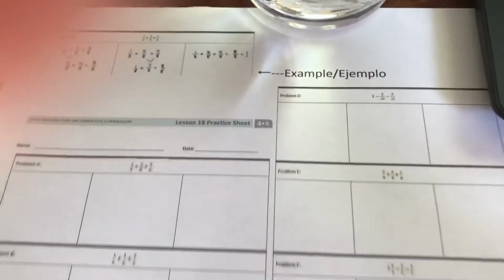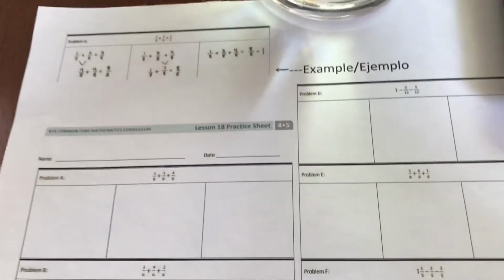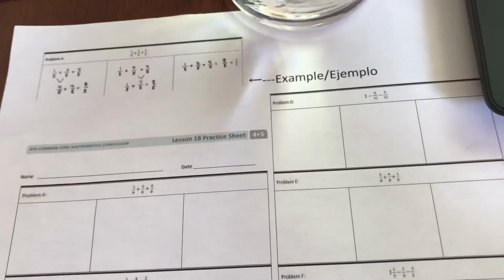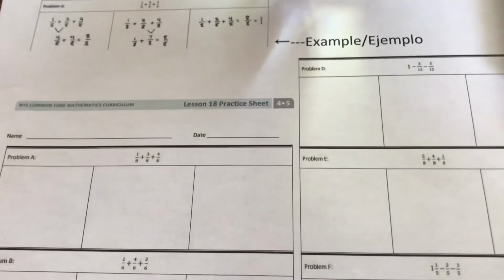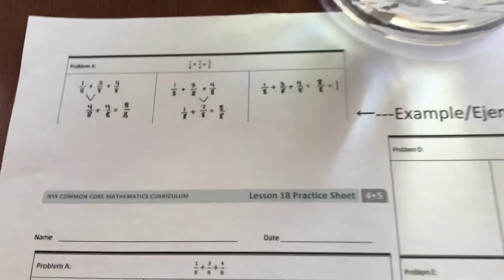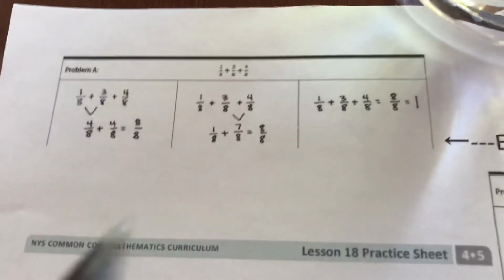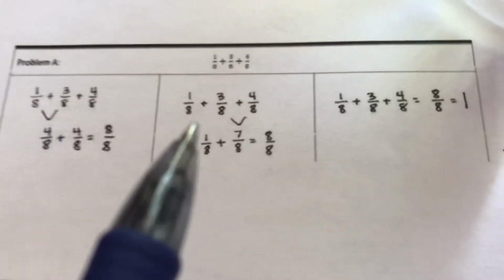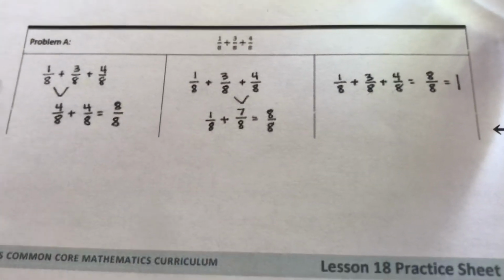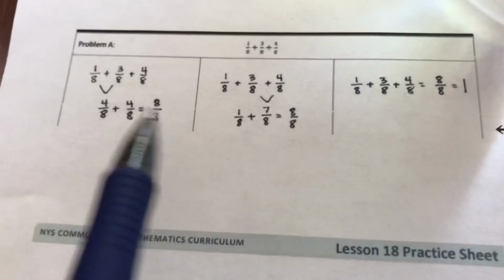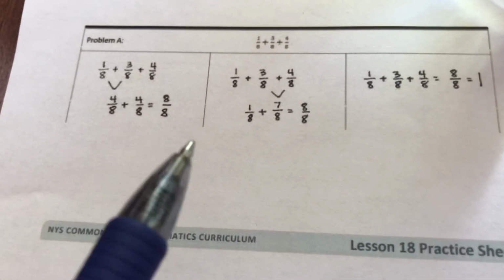And honestly, this lesson is great because it's really just kind of a review of everything that you've done this week. Just adding and subtracting fractions. And so I'm going to look at problem A that they've done for you. Okay. So they gave you the fractions 1/8, 3/8, and 4/8. And so what they want you to do is just try to find 3 different ways to add it.